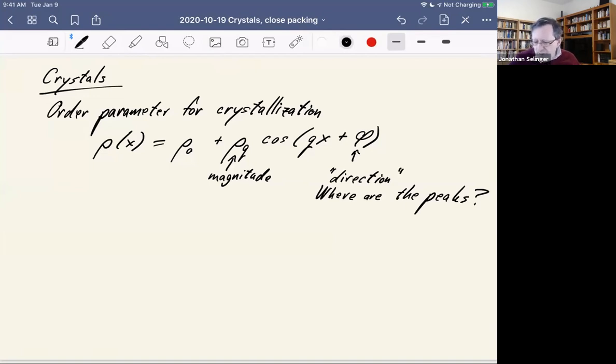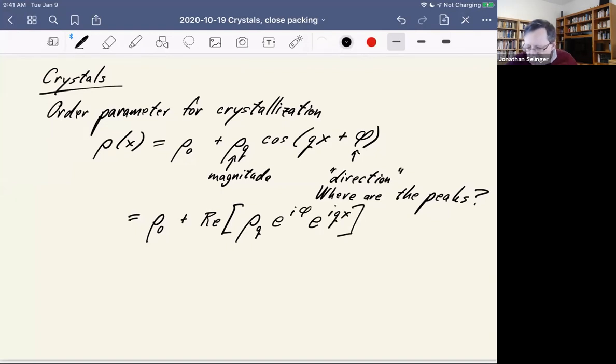Okay, and if we wanted to make the math look nice, we could combine these things and say the density is the constant plus the real part of some complex number, which is rho q e to the i phi, times e to the i qx. And then this thing is a complex order parameter for crystallization.